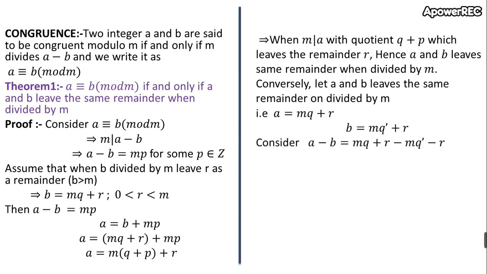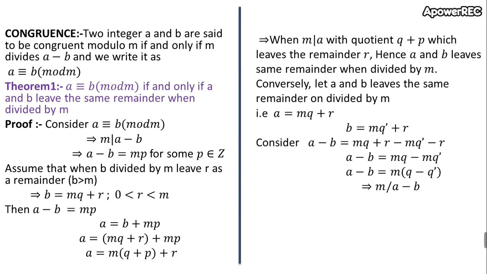Consider their difference, that is a minus b equals mq plus r minus mq dash minus r. Plus r and minus r cancel each other. We get a minus b equals mq minus mq dash. Taking m as common, we get a minus b equals m times (q minus q dash), which is nothing but m divides a minus b.